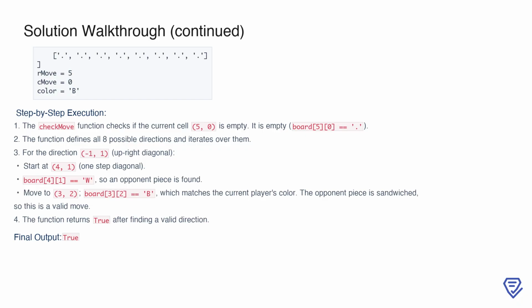For the diagonal direction, -1, 1, upward and to the right, it starts at 4, 1, where it encounters W, an opponent piece. Moving further to 3, 2, it finds B, which matches the current player's color, thereby sandwiching the opponent piece at 4, 1. This confirms that the move captures an opponent piece, making it valid. The function returns true to indicate the legality of the move.